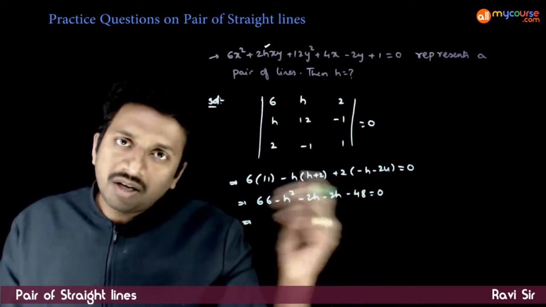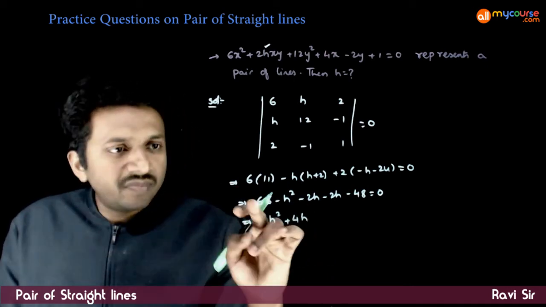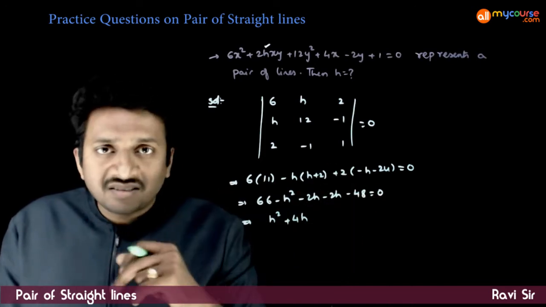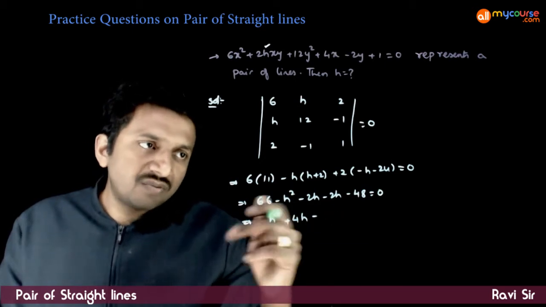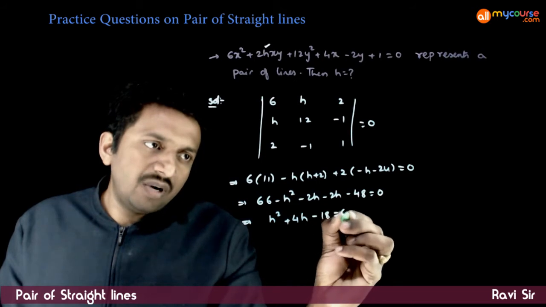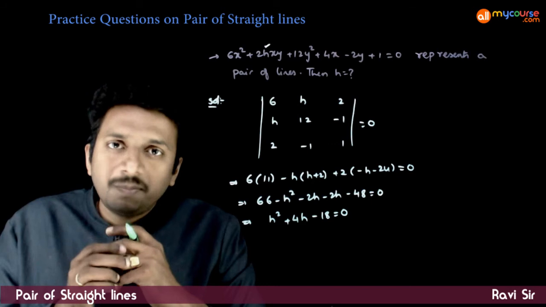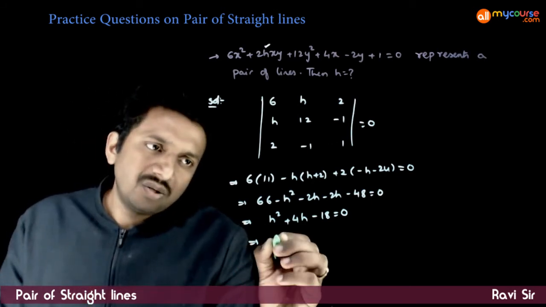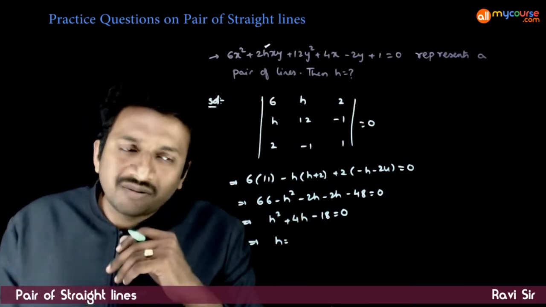So if you send all the terms onto that side, you get h² + 4h + 48 - 66. So you get 48 - 66 is -18, equal to 0. So h² + 4h - 18 is equal to 0. Obviously you can see that this cannot be nicely factorized.